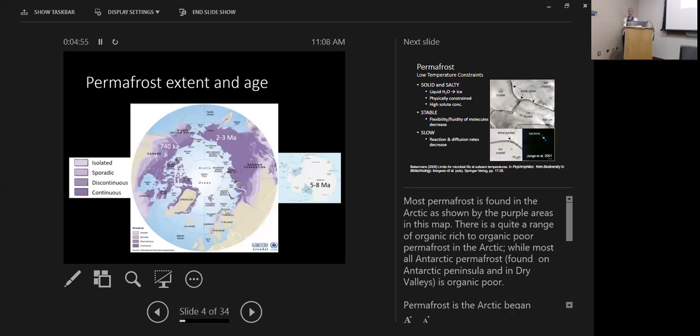There is also permafrost in Antarctica, not as much because most of Antarctica is covered by an ice sheet. Most of it in Antarctica is found on the Antarctic Peninsula here, where you have less ice sheet, and also in the dry valleys, which are right about here. Those areas are not covered by ice, so you can have some permafrost forming there as well. The age of permafrost in the Antarctic is less well constrained, but it's estimated that the oldest permafrost there might be 5 to 8 million years old.